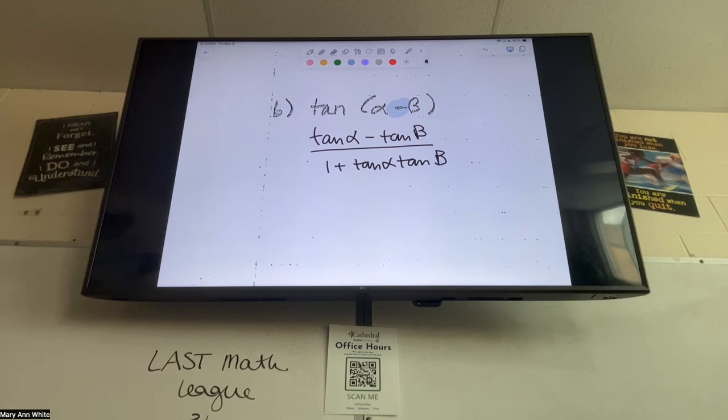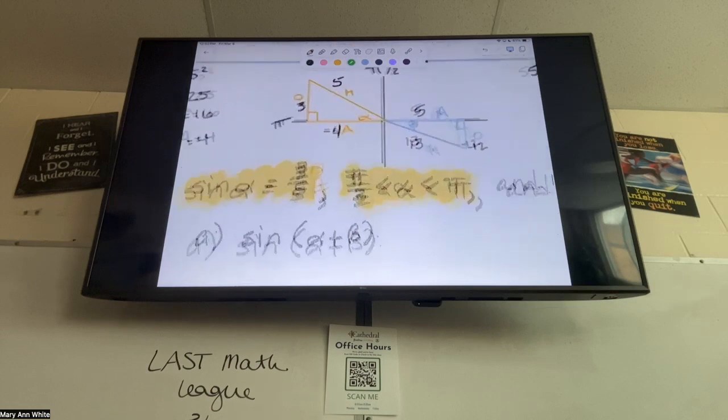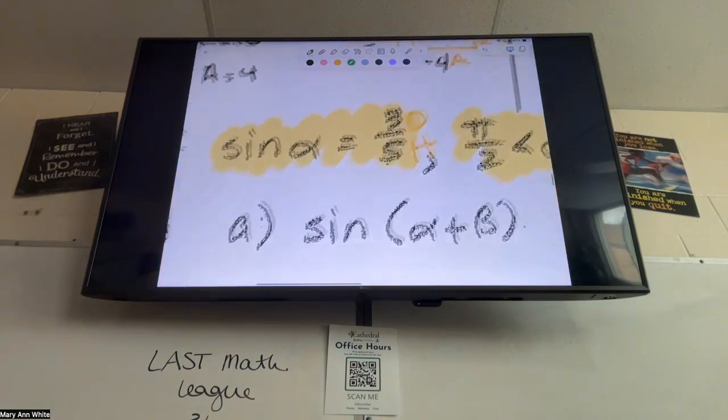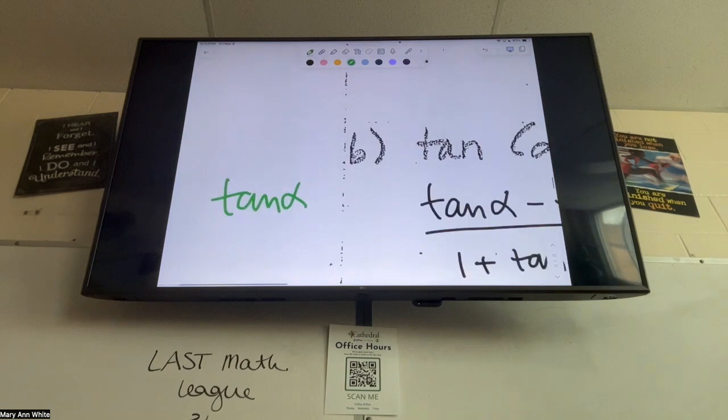Now we can go back up to our pictures and figure out what tan of alpha and what tan of beta is. So tan of alpha, we don't even have to solve anything. We should just be able to look at the picture, right? What would my tangent of alpha be? Good, 3/-4, make sure that there's a negative involved somewhere. -3/4, 3/-4, I don't really care. What about tan of beta?